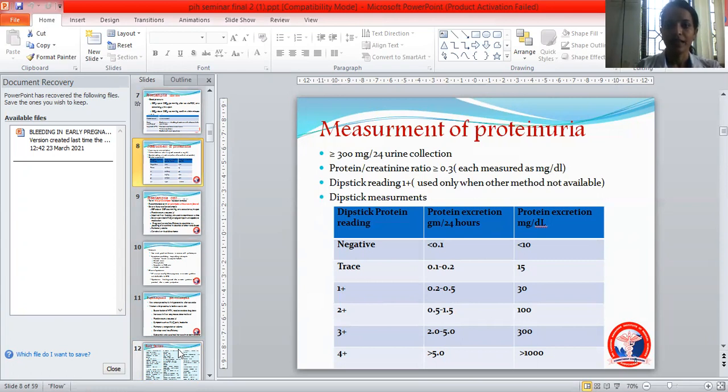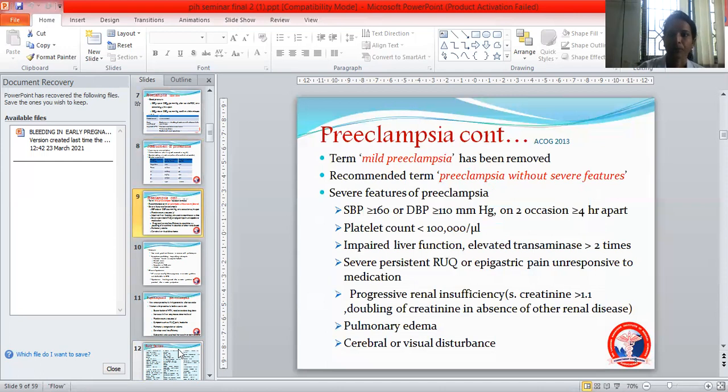So if the reading is given as 1 plus, 2 plus, 3 plus or 4 plus, if we see the corresponding table, you can see that 1 plus corresponds to 30 milligram per deciliter. So anything more than or equal to 1 plus on a dipstick also accounts for proteinuria. So if any of these is satisfied along with hypertension, then the patient becomes preeclamptic.